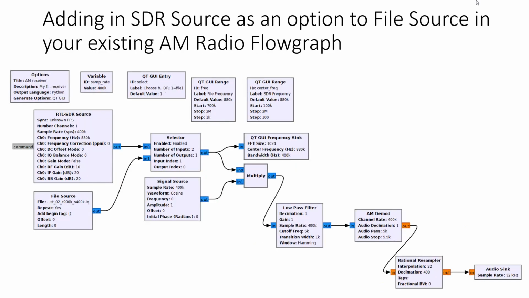Right, adding an SDR source as an option to the file source in your existing flow graph is just the same thing again, but this time I've removed those bits about removing things, so it leaves you with the final flow graph. I don't know whether anybody would like to have a go with their own SDR at trying this. If you want to, I'll just stop sharing and come back so you can see me.